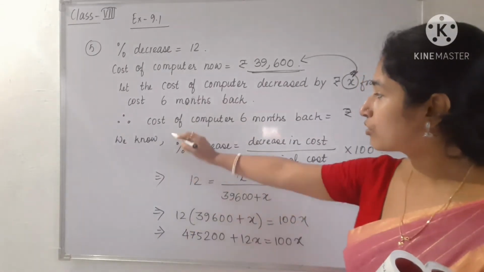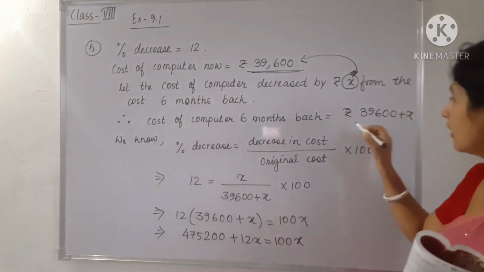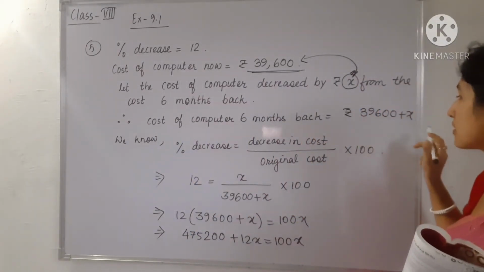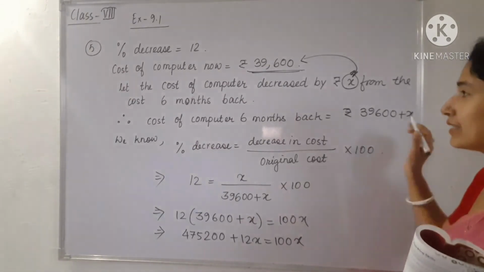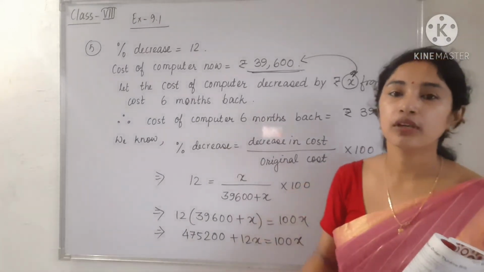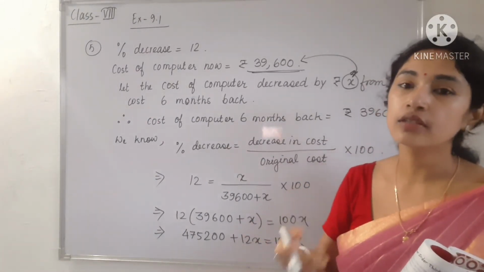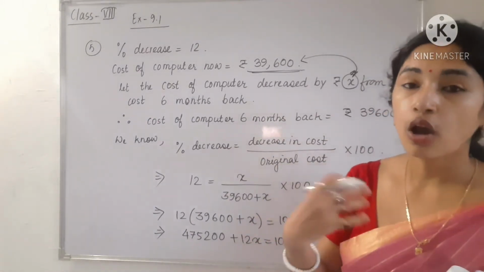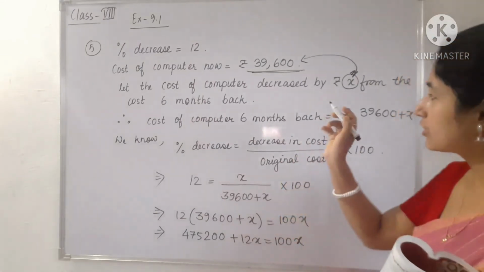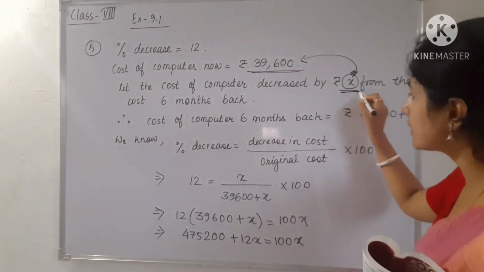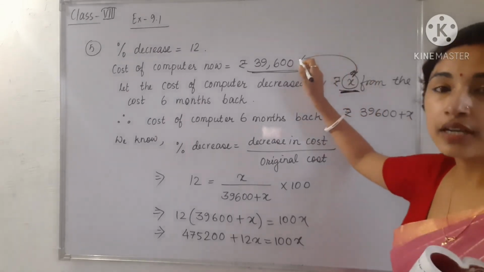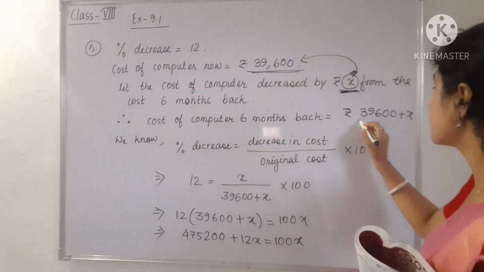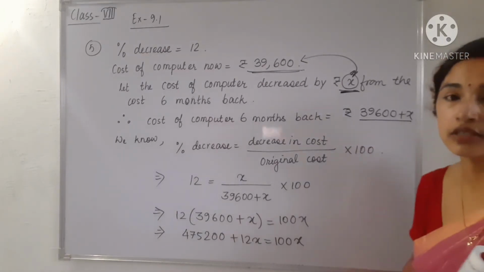So what will be the cost of the computer 6 months back? It was 39,600 plus x. Okay, as it is given that the cost of the computer has decreased, previously it was more. So how much more? We have to find that change, the decrease in the amount, and we have to add the decrease in amount to the present amount. So this is the price of the computer 6 months ago.